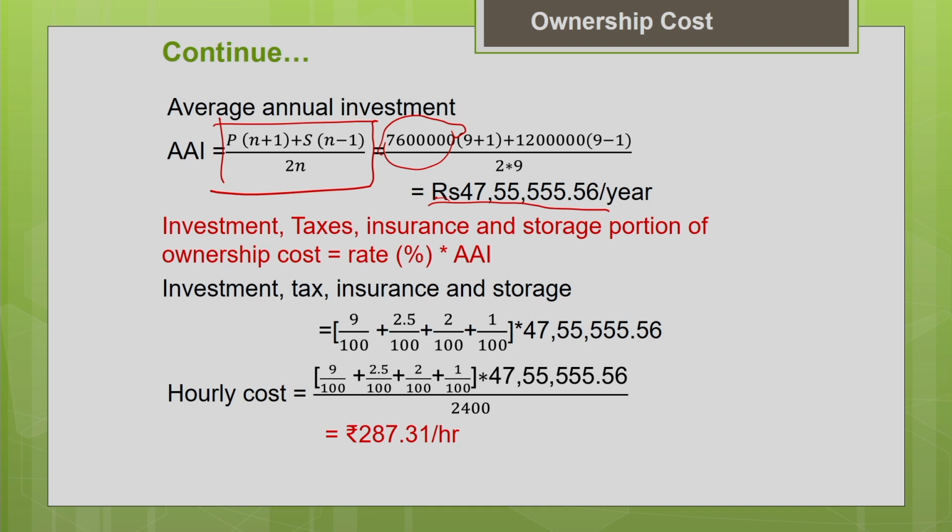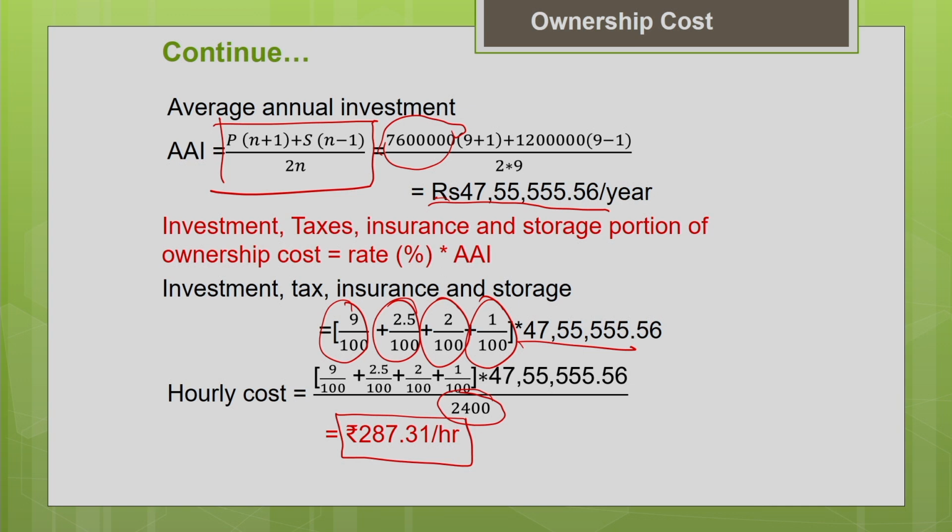Now, estimate your investment, taxes, insurance and storage as a percentage of the average value of the machine. How to estimate it? You know the investment cost is 9%, tax is 2.5%, insurance 2%, storage is 1%. Add everything, find the percentage of the average annual investment. And we want the hourly cost, so divide by the number of hours of usage of the machine in a year. So, annual usage of the machine is 2400 hours; divide, and you will get the hourly cost of all these components of the ownership cost.